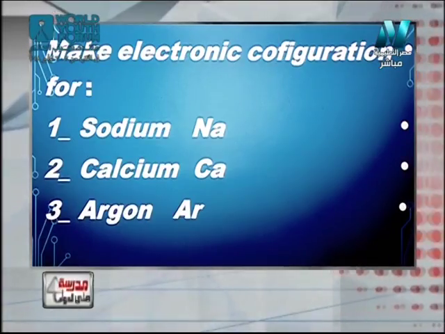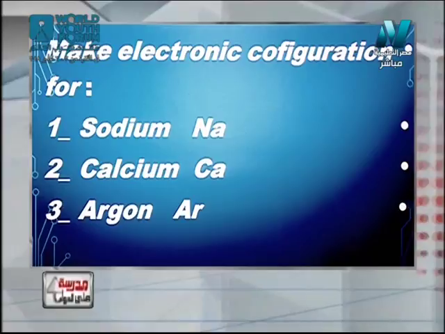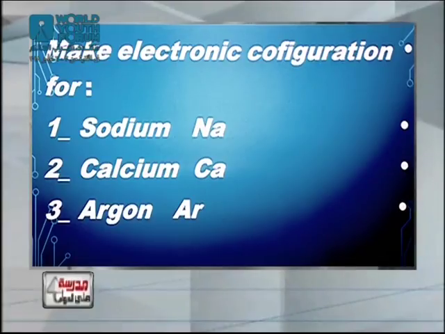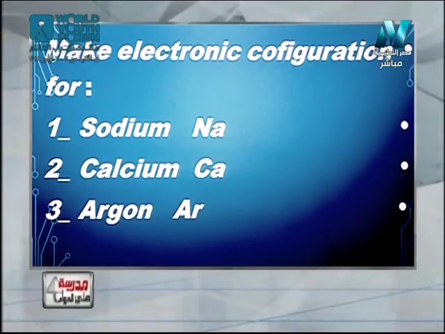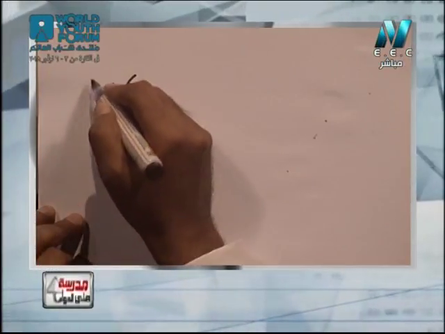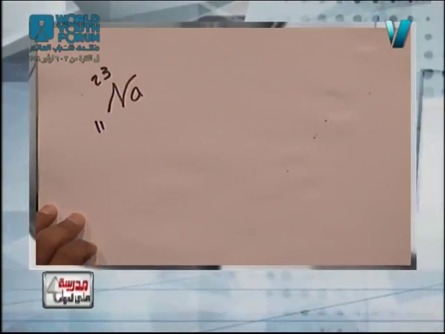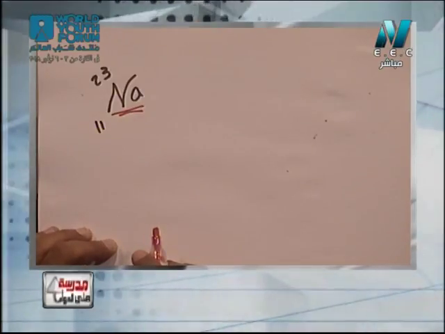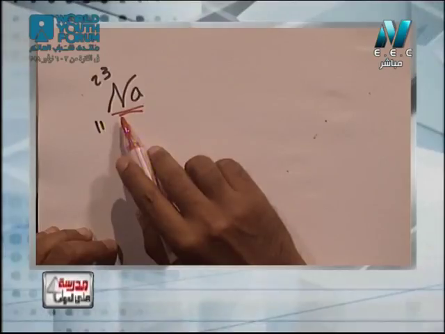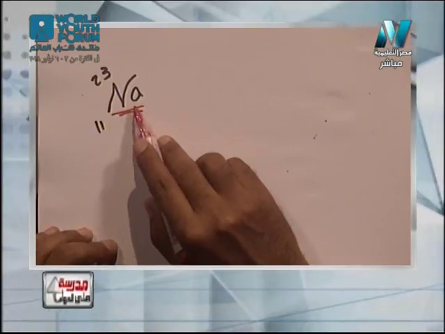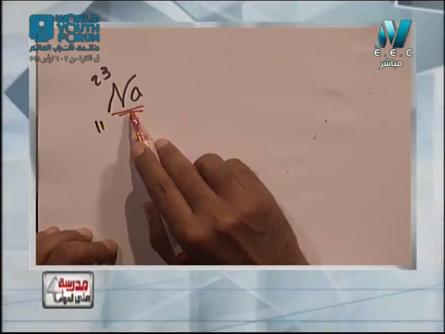Okay, so now the question is: make the electronic configuration for number 1, sodium Na, number 2, calcium Ca, number 3, argon Ar. Sodium Na is written like this: 11, 23. First, what's meant by Na? It is the symbol of sodium that consists of 2 letters. The first one is capital and the second is small. It comes from natrium, the Latin word that means sodium.